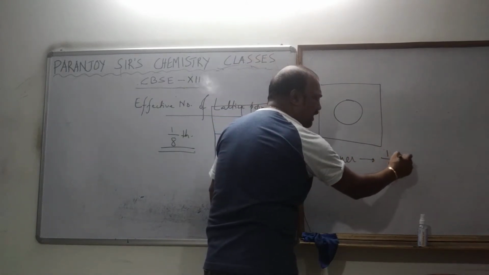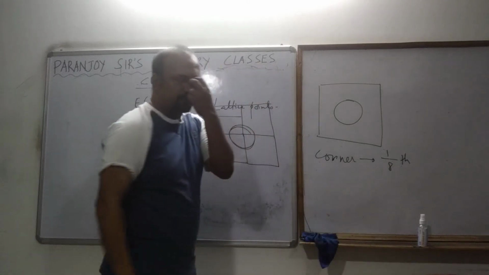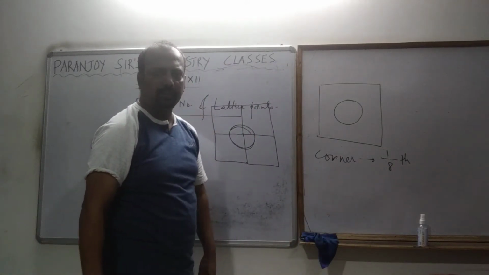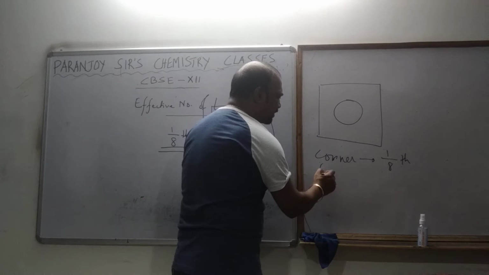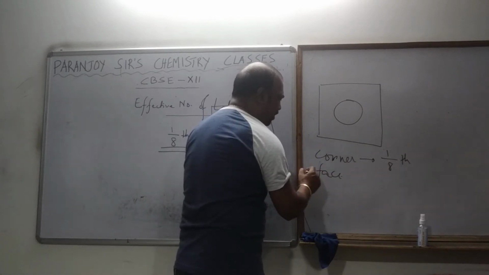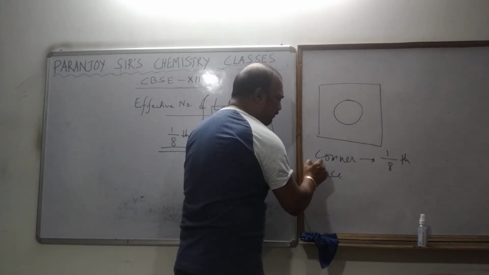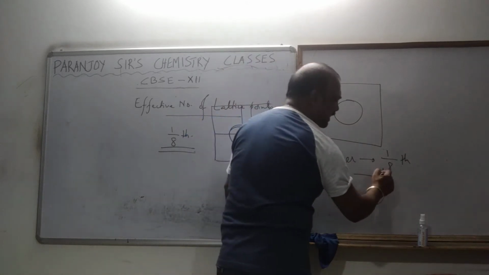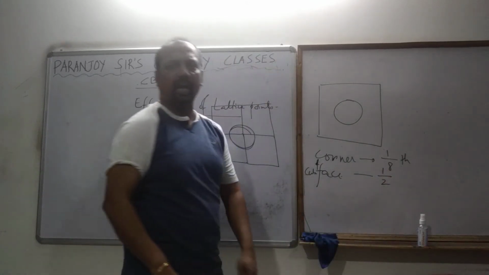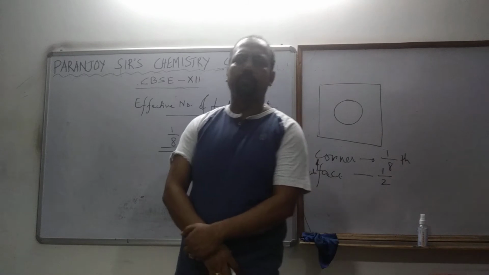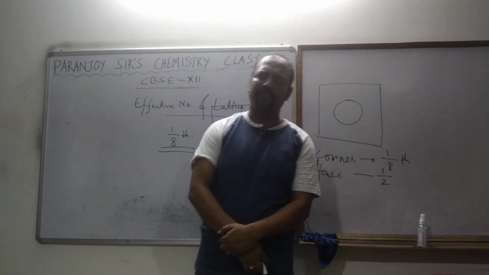So if it is in the corner, we are getting 1/8 here. Clear? 1/8 is the effective number. If it is in the face, or the center of the face, we are getting half of its share. I hope you understood that.